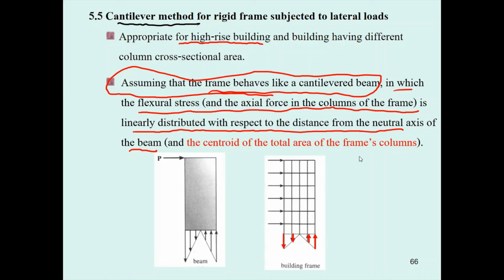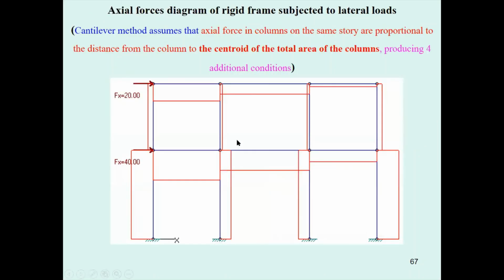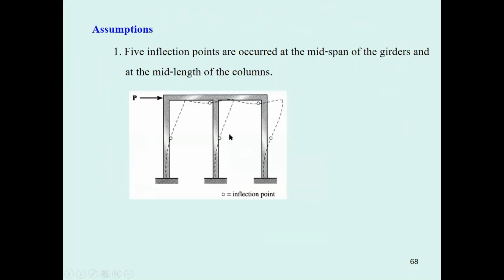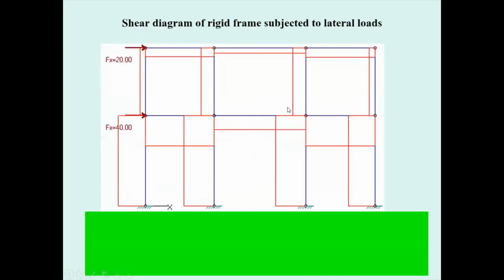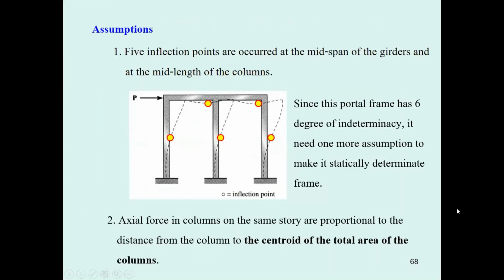And then the axial force will be distributed based on the length that you measure from the centroid. The larger the length, the larger the load; the smaller the length, the smaller the load. And then what we have is that the distribution of the force will be different like that. And based on this approximation analysis, the inflection points of this frame are still the same. There are 5 of them, and there is one more assumption, based on the portal method, which is this one.